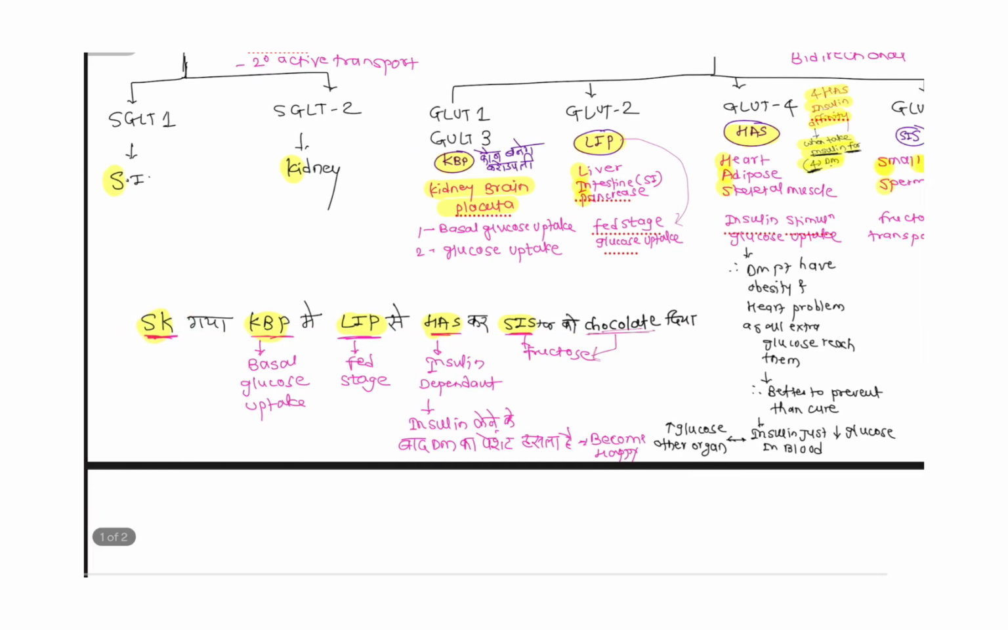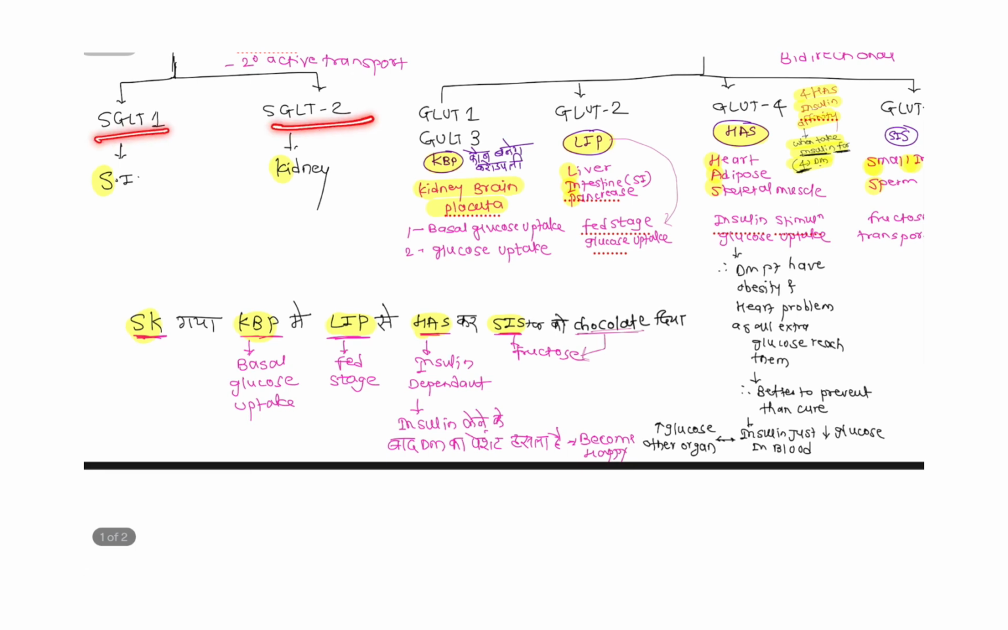Now what is this? S stands for SGLT1 and SGLT2. S for small intestine, K for kidney. This is your SK. KBP is kidney, brain, placenta. That is your 1 and 3, basal glucose uptake. LIP, that is liver, intestine, and pancreas, responsible for the fed stage because we eat through the lip.